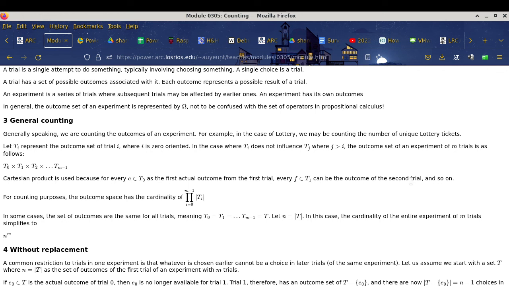Because that will also be useful to illustrate what happens when an earlier trial affects the possible outcomes for the later trials. So for counting purposes, the outcome space has the cardinality of, this is a big pi notation, which means we are looking at a product of each individual term, and each individual term in this case is the cardinality of T_i, which is representing the outcome set of trial i, and i itself goes from 0 to m minus 1 because m is the number of experiments. Is that okay so far?